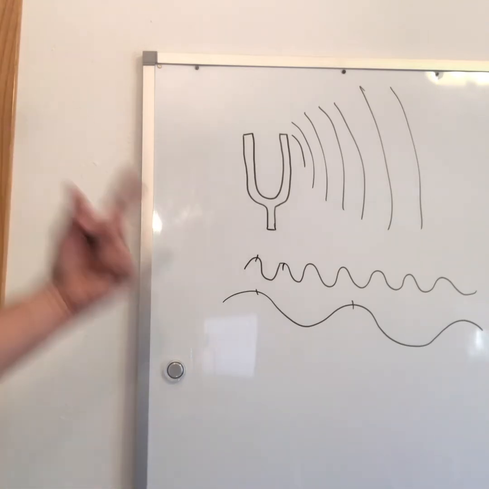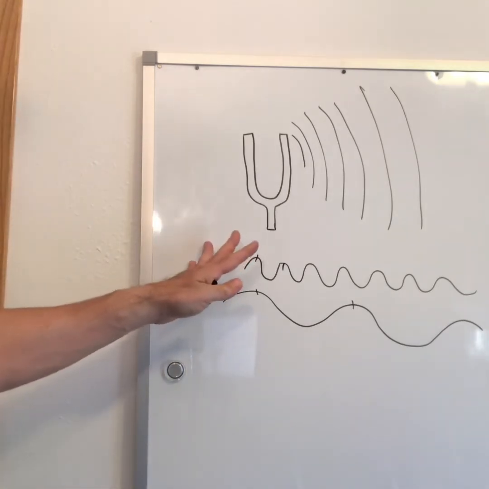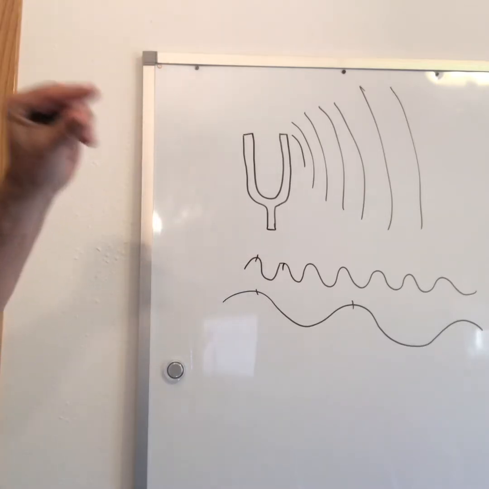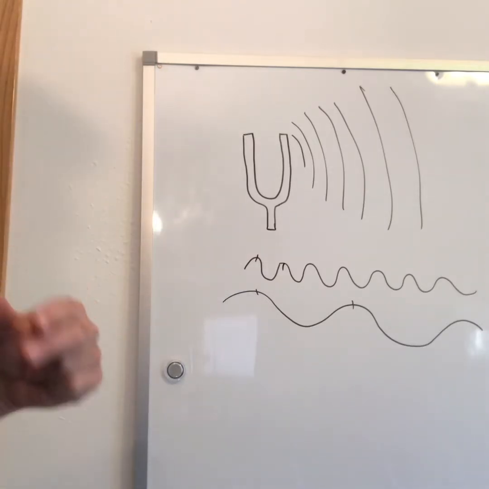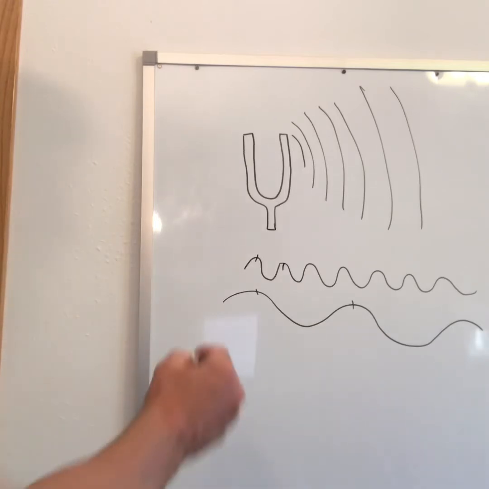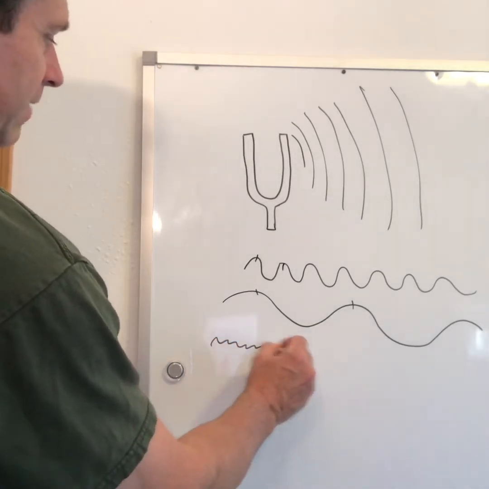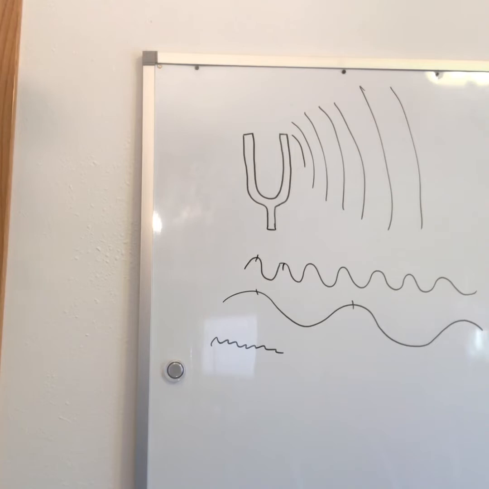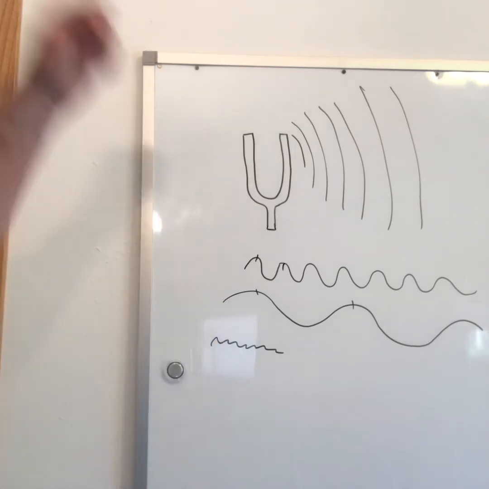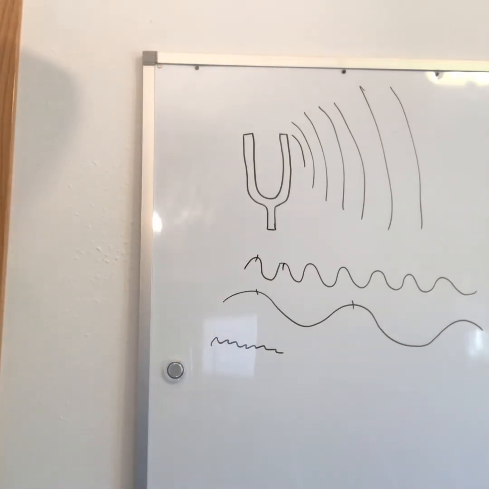Weird thing, light, same thing. Except it doesn't have to go through molecules or particles in the air to get there, but it is waves just like this. But they're really, really close together. And some different colors of light, the waves are, some are closer together, some are a little bit farther apart. It gives you the different colors.